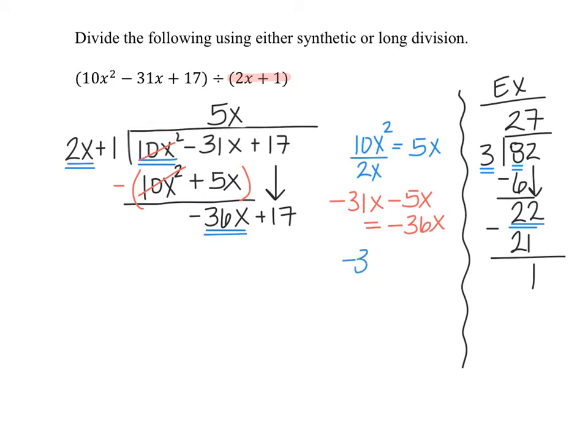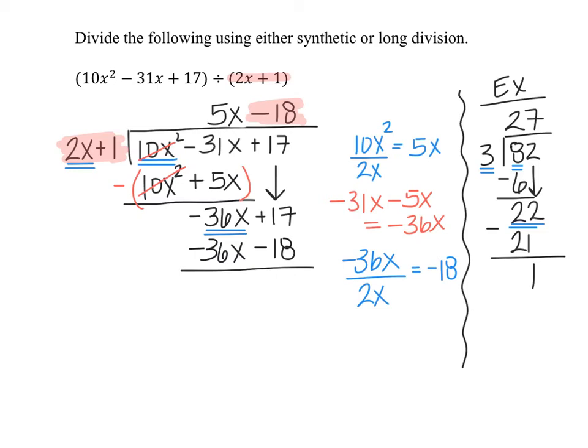So again, let me show you that division here off to the side. That's negative 36x divided by a 2x, which will simplify to be negative 18. So we'll have negative 18 on top, and now we will be multiplying the negative 18 by the entire divisor. So negative 18 times a positive 2x will be a negative 36x. Negative 18 times positive 1 is negative 18.